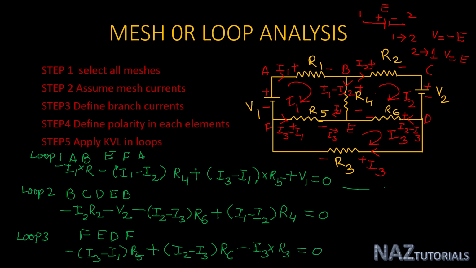As we see, these are the KVL equations for this circuit, and if you calculate the values of I1, I2 and I3, you can find power in a circuit, or you can find any current in a circuit or voltage across any element. This is the basic concept of mesh or loop analysis.